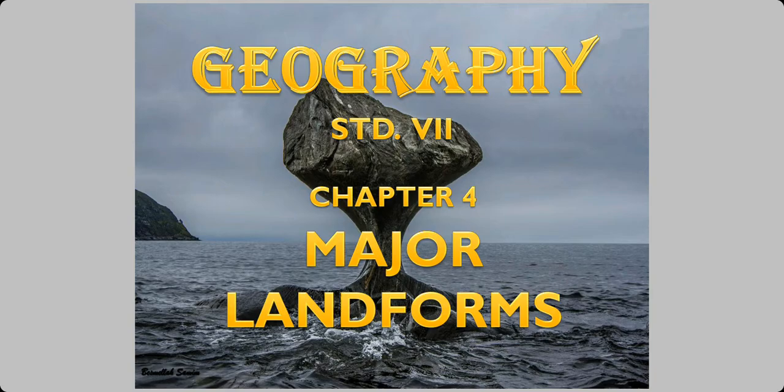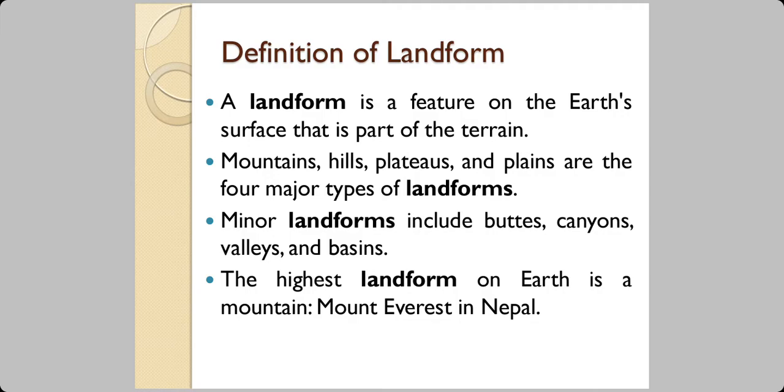The chapter's name is Major Landforms. So let's start with the definition of landform. A landform is a feature on the Earth's surface that is part of the terrain. So mountains, hills, plateaus, and plains are four major types of landforms.